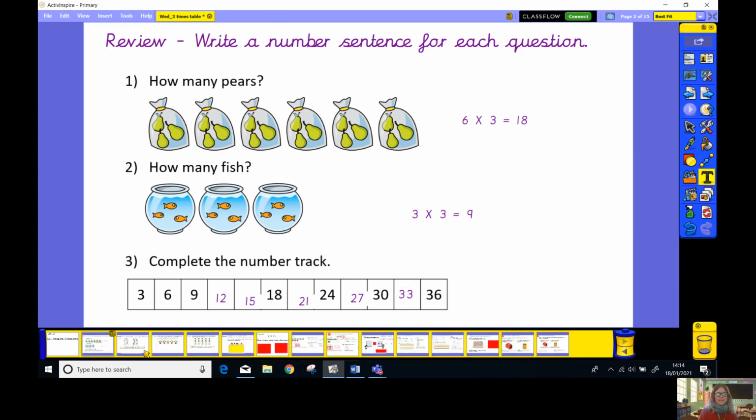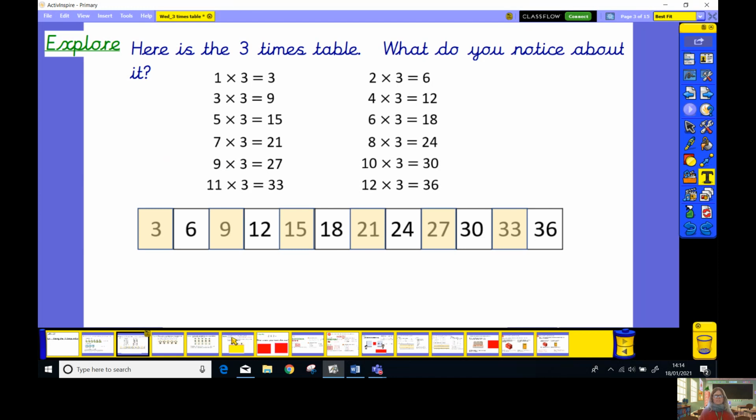Okay, now have a good look, please, at the 3x table. I've got it written here in front of you. What do you notice? Now let's just remind ourselves about some words that we used last lesson, which was factor multiplied by factor equals product. What do you notice with some of the factors that are multiplied together, and what happens to the product? Pause the video now and see if you can have a think.